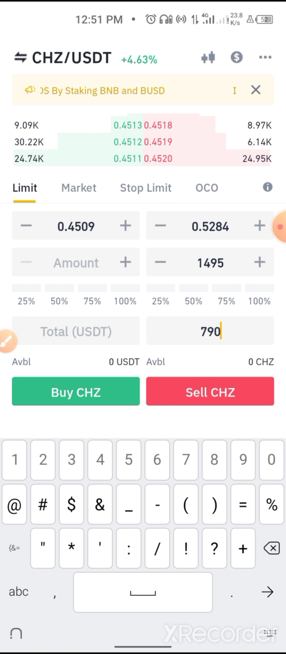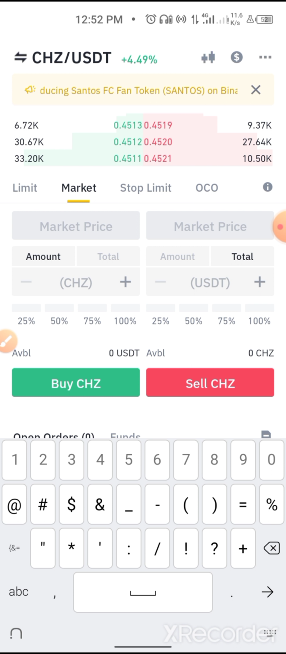Remember, you are using a limit order when you want to buy or sell at a particular price that is not the current price. Okay, I hope you got that. Now the next type of order is the market order. Now on the market order, you want to just buy at the current market price.